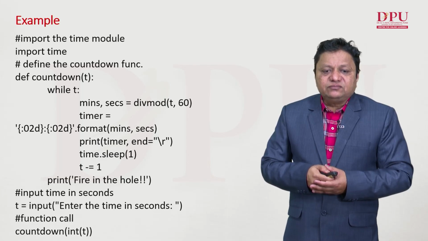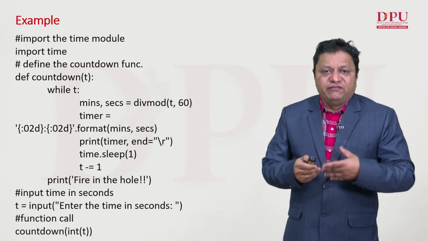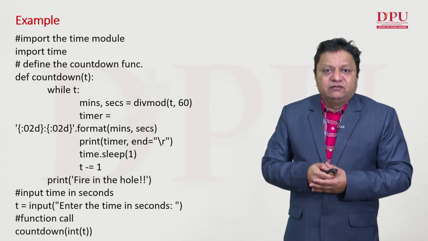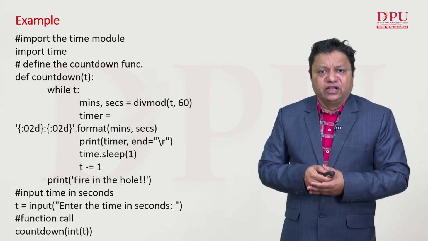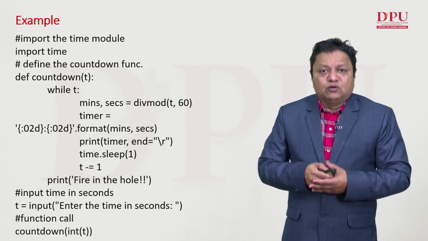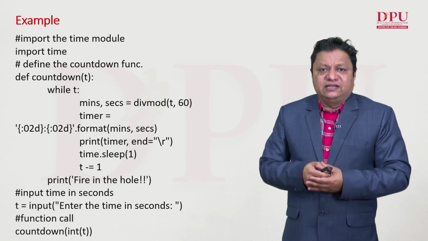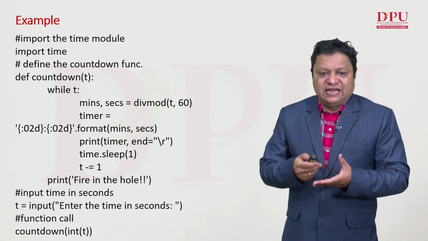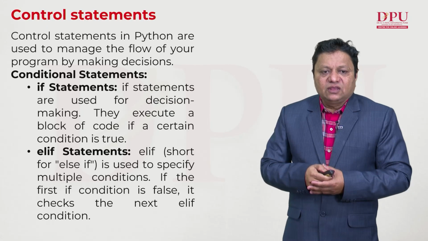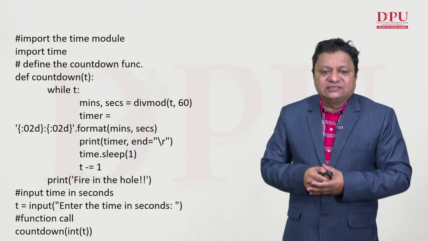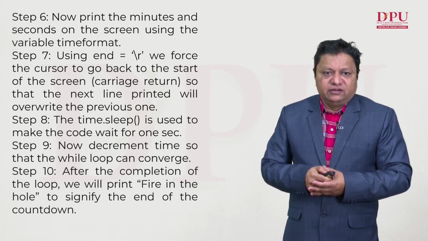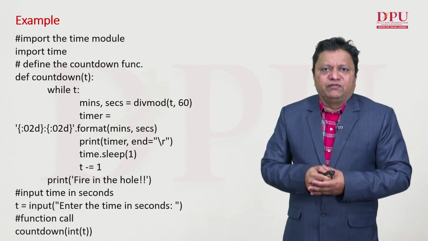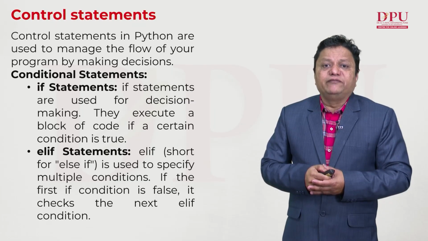After that we are displaying the time after every second, and after that we are decrementing the time so that the while loop comes to an end after executing the number of times that the user has given as the input value. So, once the while loop exits, I will print the message as the last statement, that is "fire in the hole" will be printed. So, this is a simple example of a countdown application. Countdown, we can say timer.